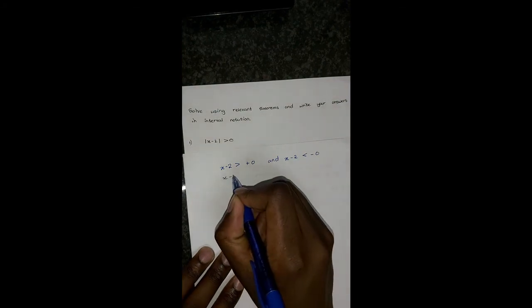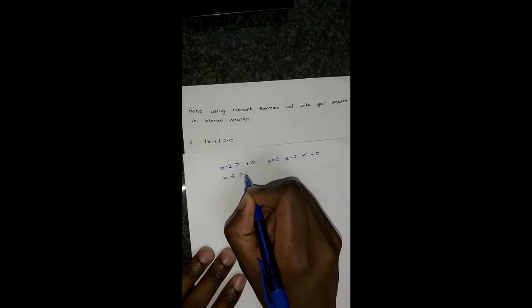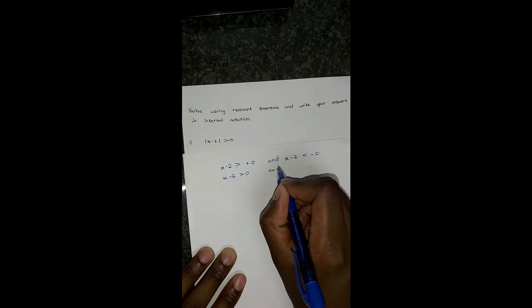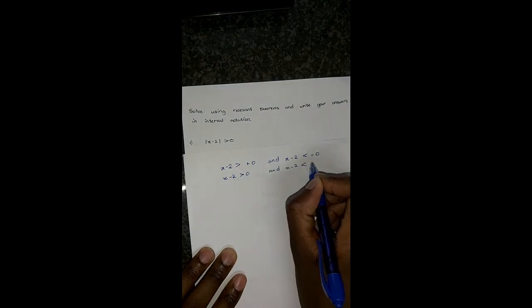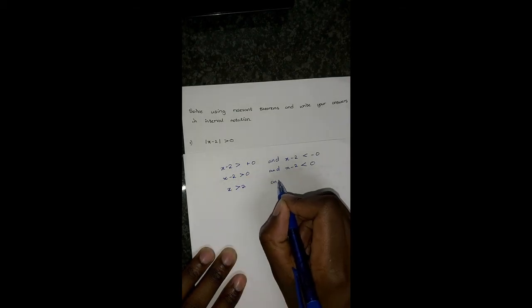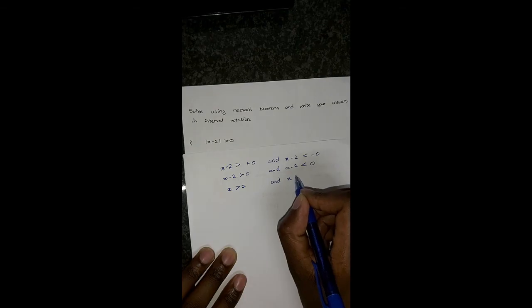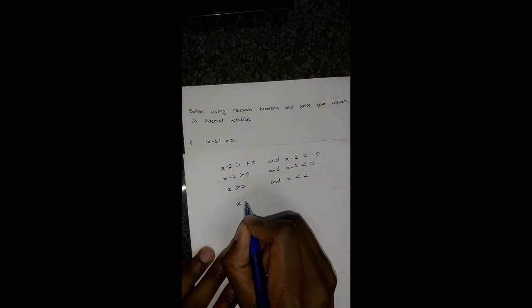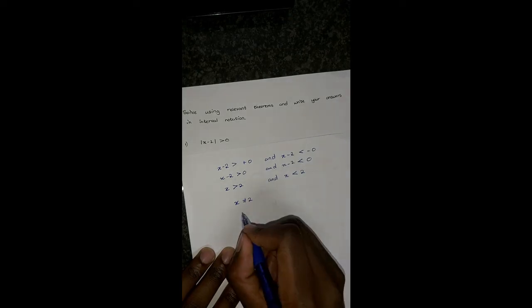So x minus 2 is greater than 0, and x minus 2 is less than 0. For that to happen, our x is greater than 2, and x is less than 2. So any other numbers apart from 2 are viable answers. So basically x is not equal to 2.